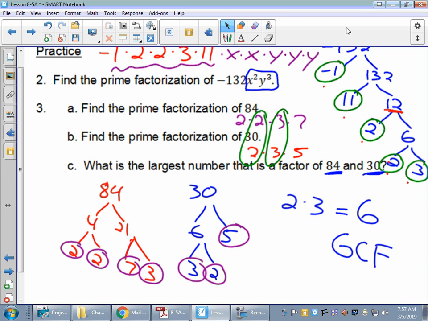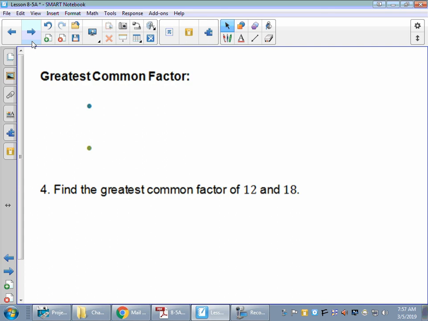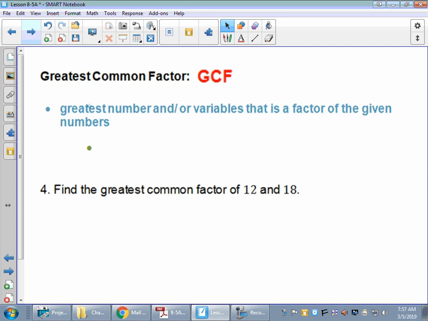Okay? So let's talk more about greatest common factors then. Greatest common factor. We also call it GCF. We're going to say that a lot. So GCF is our shortened term for it. All right, it's the greatest number and or variable, or variables, that is a factor of the given numbers. So the largest one that's a factor of any number that's given to you.